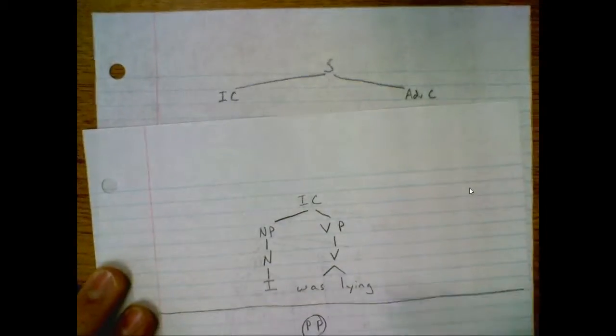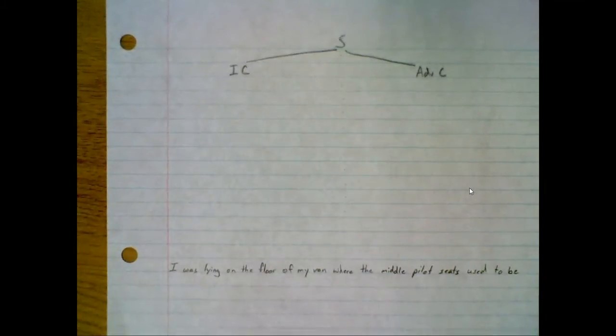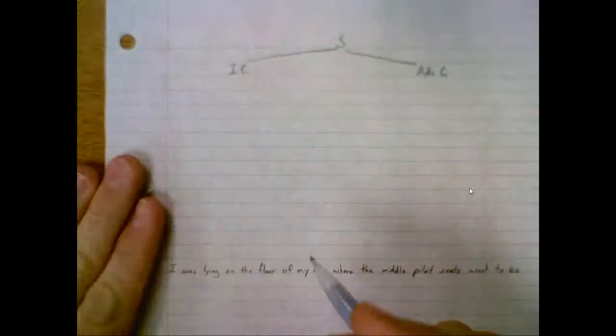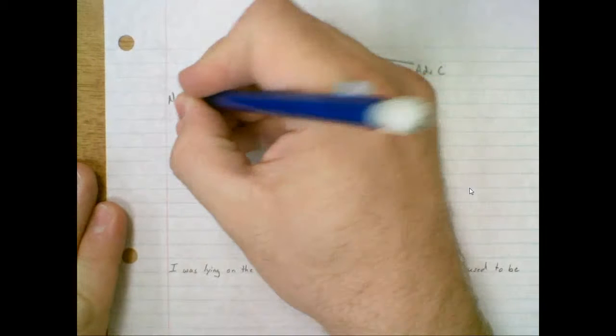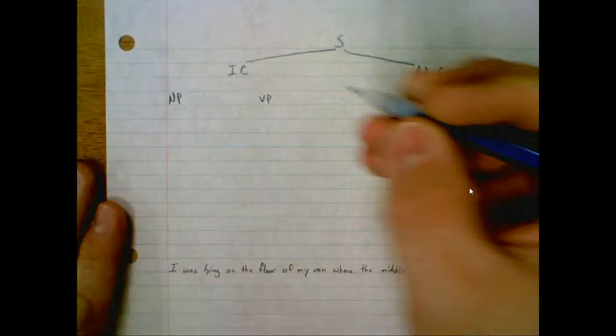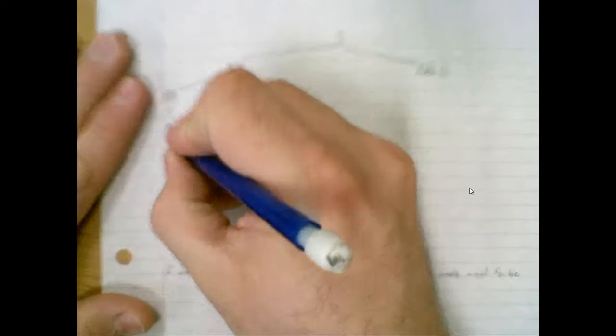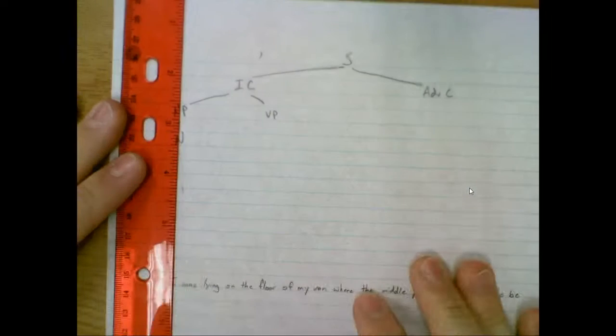So let's take a look back at some of our notes. By looking back at our notes, we see I was lying. We've got on the floor of my van, so I can just kind of start copying that in. I know that this independent clause is made up of a noun phrase. I've got this copied down on that first page. And a verb phrase, because all independent clauses are. And I know exactly what my noun phrase and verb phrase are, because I've already done I was lying and on the floor. My noun phrase is still I. Oops. Maybe I should get my ruler out for this one. There we go. That makes me feel better. I know that makes you feel better too.